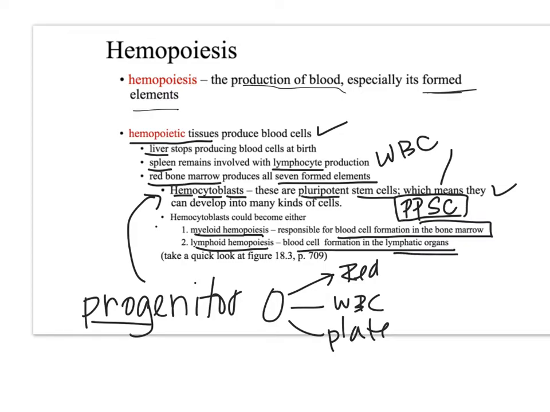Now, if you look at your textbook, page 709 has one of those full page figures showing how all of the cells are produced. I don't want you to get hung up on all the details, but look at it and try to get the idea of what the hemocytoblast is and how it can be differentiated to become different cells. You don't have to memorize every step.